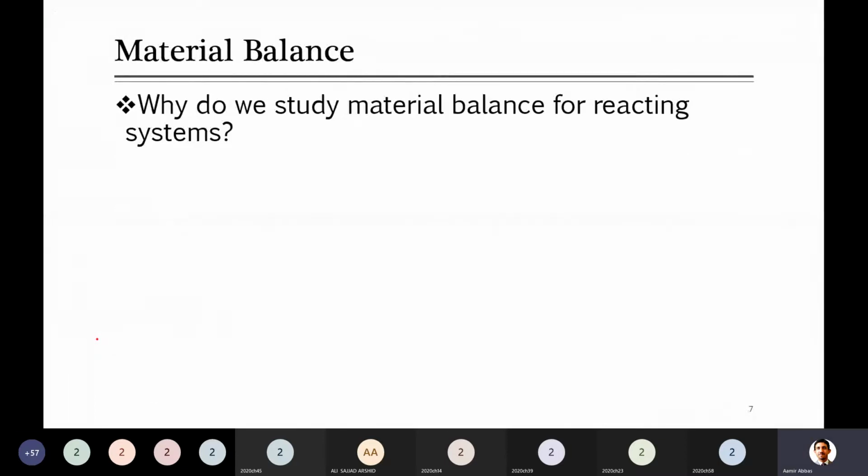So up to here, you have studied material balance for non-reacting systems, but then what is the need to study the reacting system material balance? Can anyone answer this question?